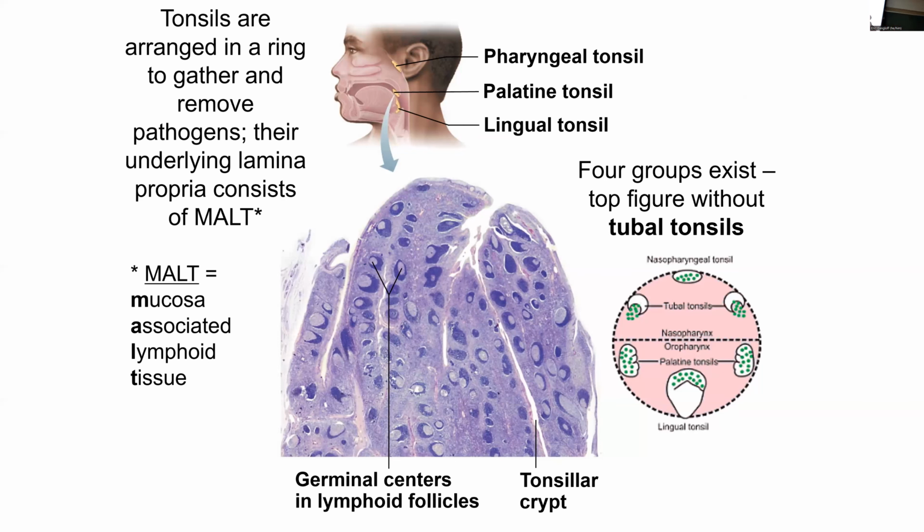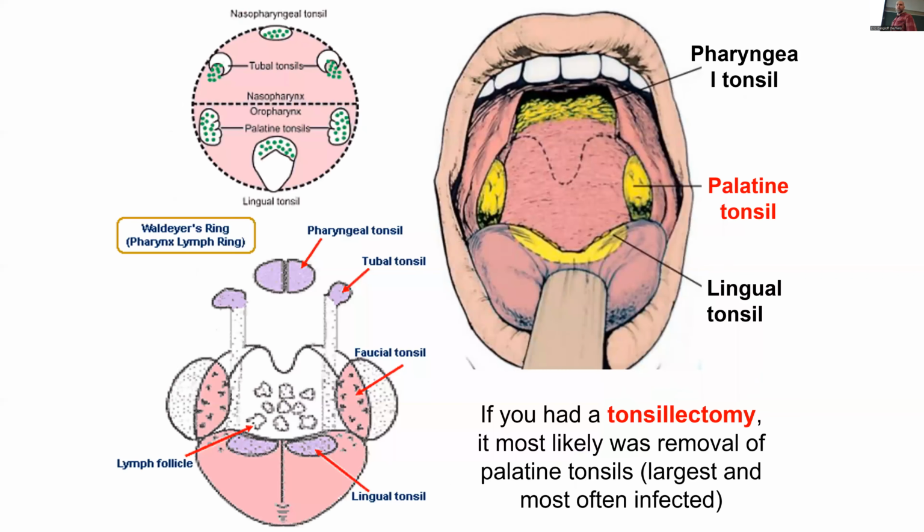Don't worry about the cell layer. I wanted to show you the histology just to take a look at it, but I'm not going to ask you to identify those. I just want you to know that the tonsils include this MALT tissue, and that you have a bunch of them located kind of throughout the oral and nasal cavities there. Generally, most often with a tonsillectomy, they're taking out your two palatine tonsils.